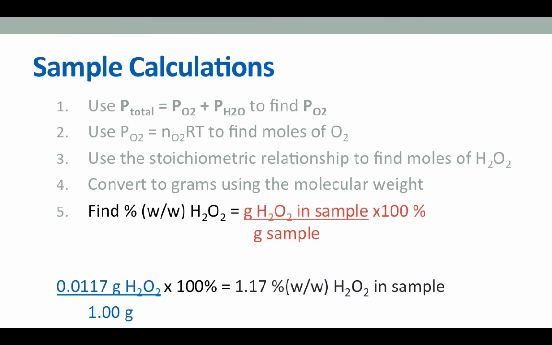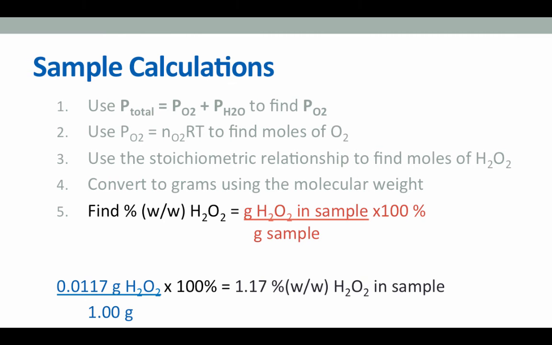The last step is to simply divide the amount of hydrogen peroxide in my sample by the size of the sample itself. In this experiment, you used a volumetric pipette to deliver exactly 1.00 milliliters of sample into your Erlenmeyer flask. We can presume at low percentages of hydrogen peroxide that the density is the same as water, and so 1.00 milliliters of sample will weigh 1.00 grams.